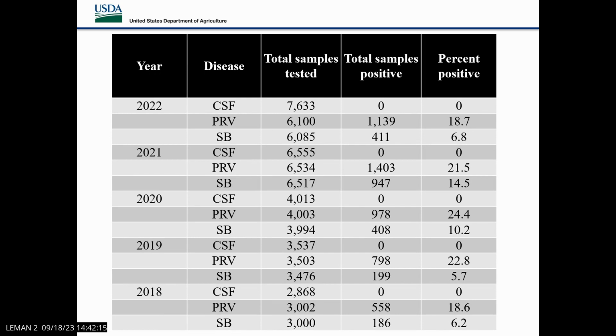These are our 3 diseases of national concern. You can see a big jump between 20 and 21 from our sample number perspective. But for classical swine fever, quite predictably, we haven't had any samples that have tested antibody positive, which is good because it's a foreign animal disease. For pseudorabies, our national seroprevalence for feral swine bounces between about 17.5% and 25%. And for swine brucellosis, bounces between about 5.5% and 15%.